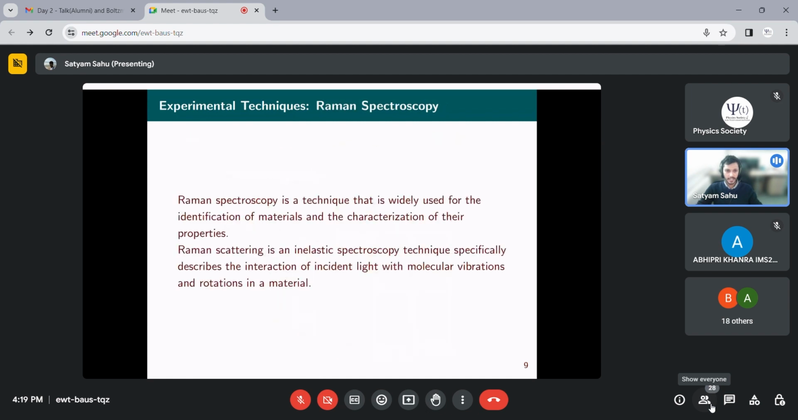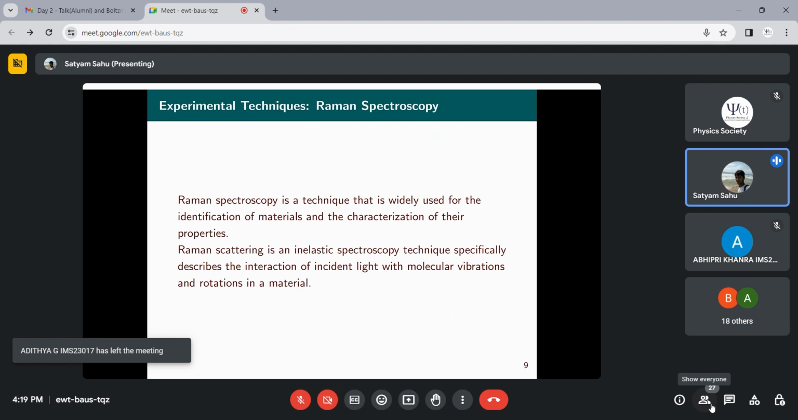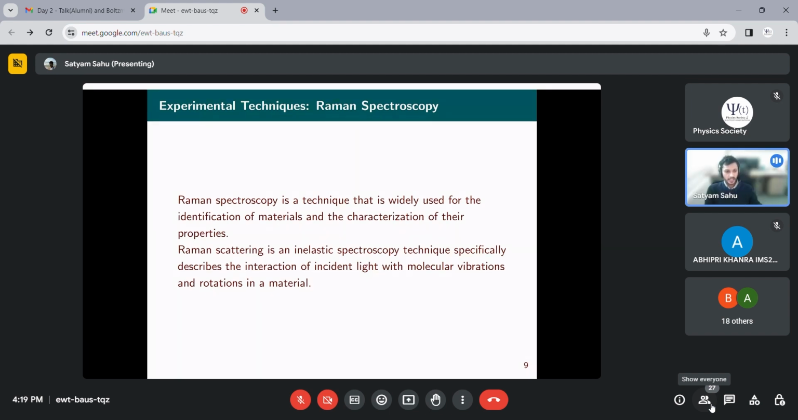which is the Raman spectroscopy. It's a technique used to study the vibrations of the material systems, which are like the fingerprints of a particular material system. So essentially, if you know the Raman spectrum of a material, you can always tell what material it is. And it's an inelastic spectroscopic technique. That is, there will be some loss or some gain in energy when the light interacts with the matter.